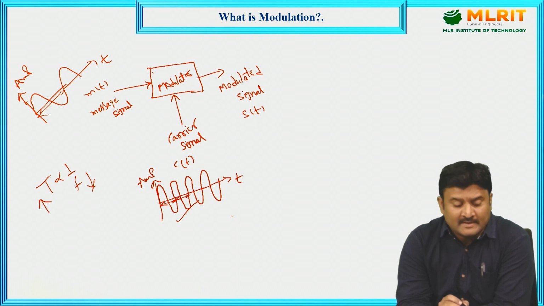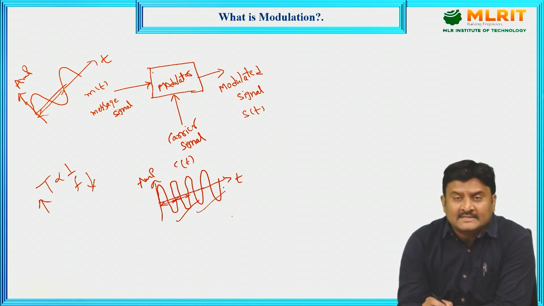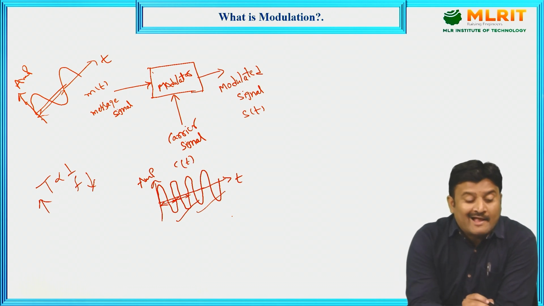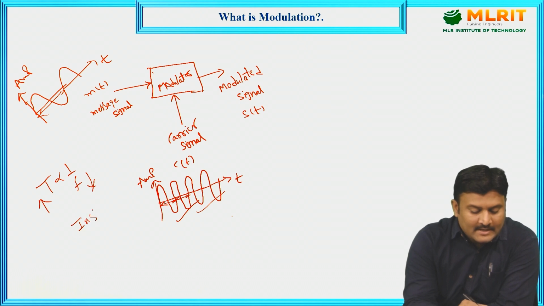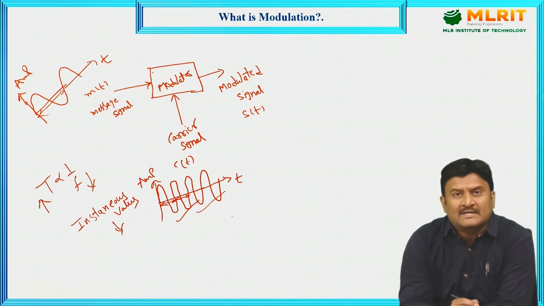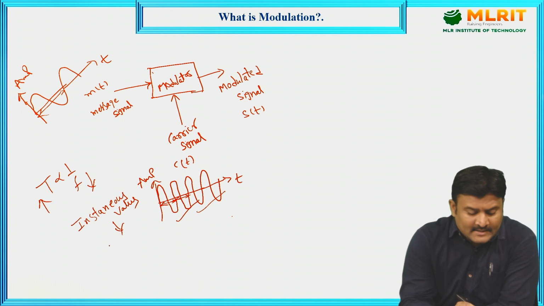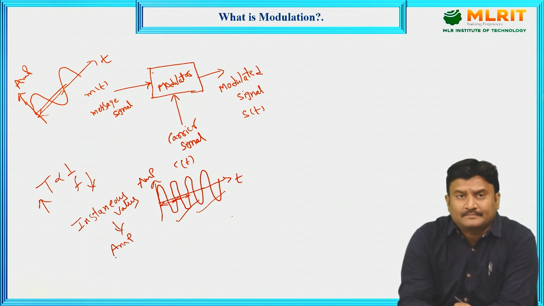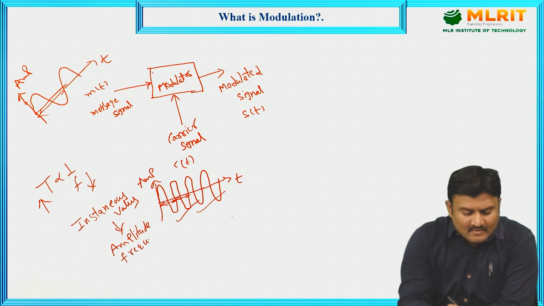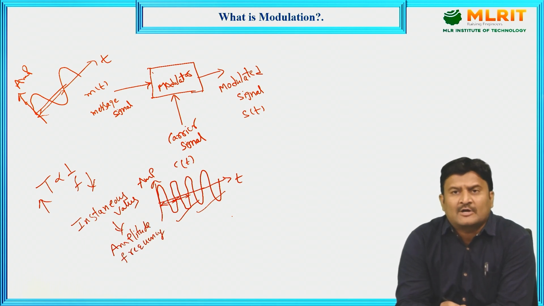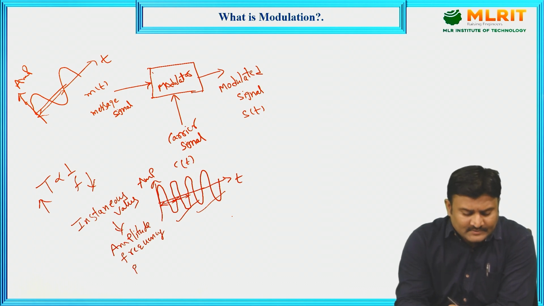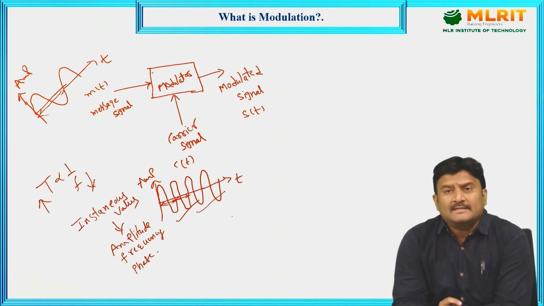Then observe the definition: the high frequency carrier signal is varied according to the instantaneous values. Remember, this is very important. What is the meaning of instantaneous values? The instantaneous values are amplitude, frequency, and phase. Once you know the frequency, you automatically know the time period. These are the three instantaneous values.